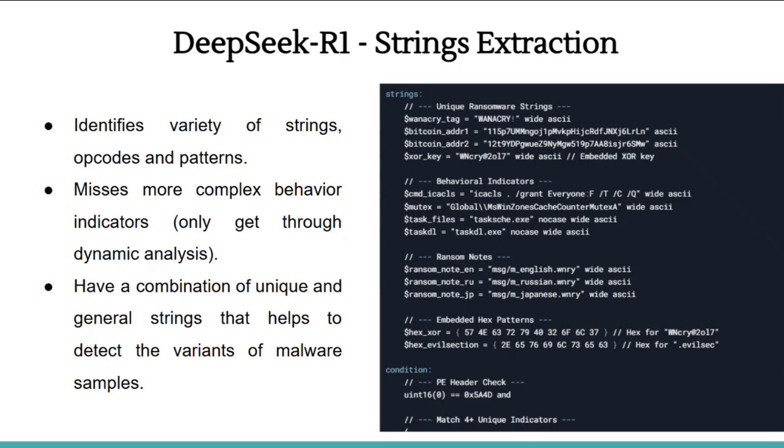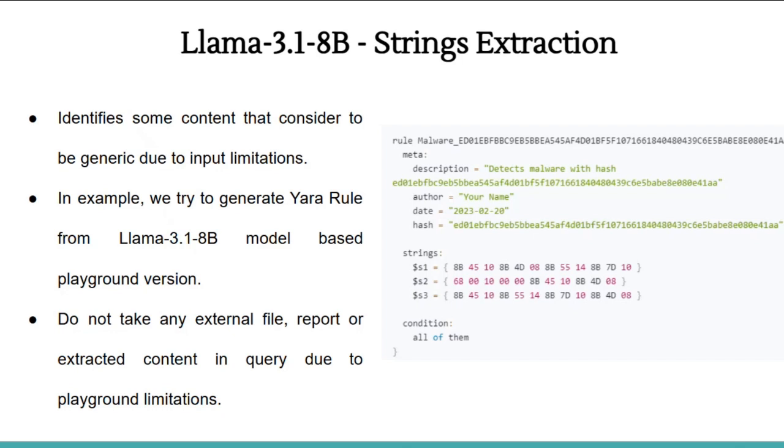Also, we tried to generate YARA rules from other platforms like Llama. It does not have any specific unique or robust strings, or any textual ASCII or wide strings, like the malicious strings and similar content we have in the DeepSeek R1 and ChatGPT based output.